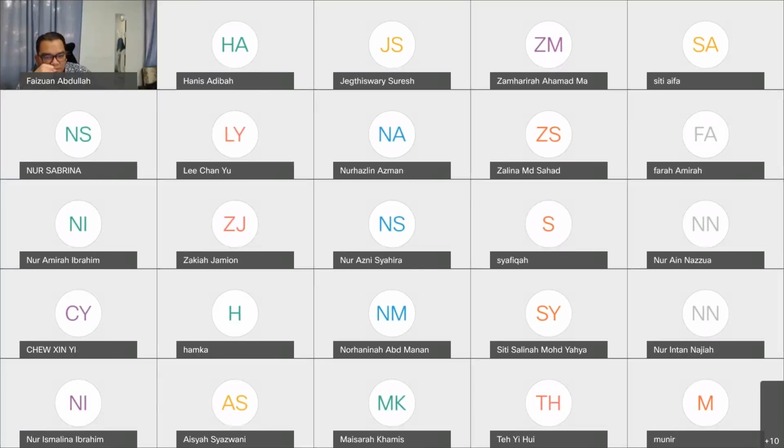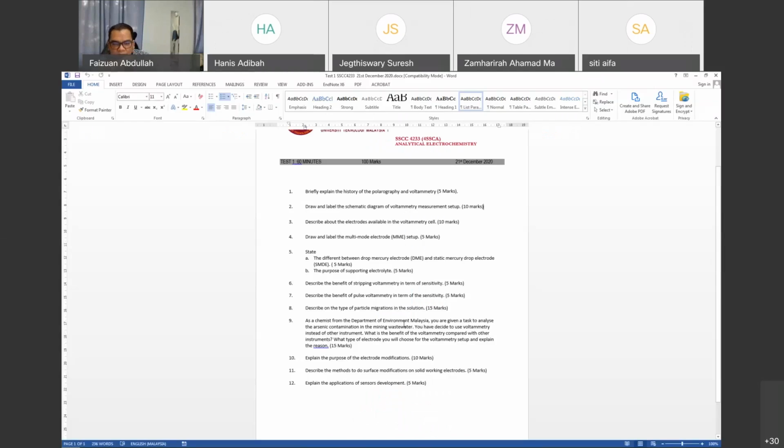Alright, number 9. As a chemist from the Department of Environment Malaysia, you are given a task to analyze the arsenic contamination in the mining wastewater. You have decided to use voltammetry instead of other instruments. What is the benefit of the voltammetry compared with other instruments? What type of electrode will you choose for a voltammetry setup and explain the reason?